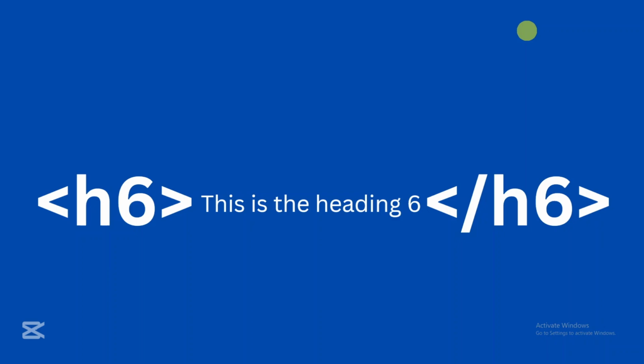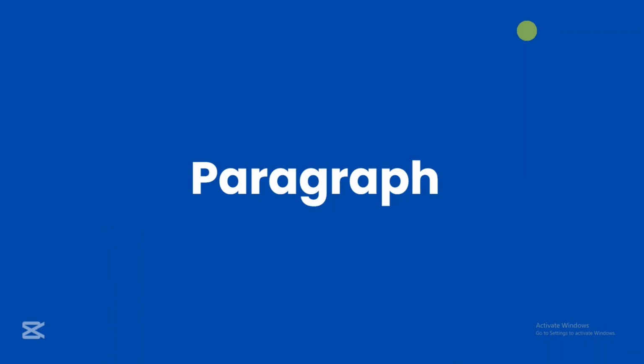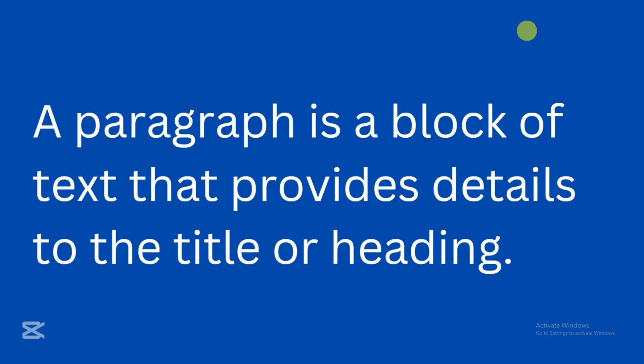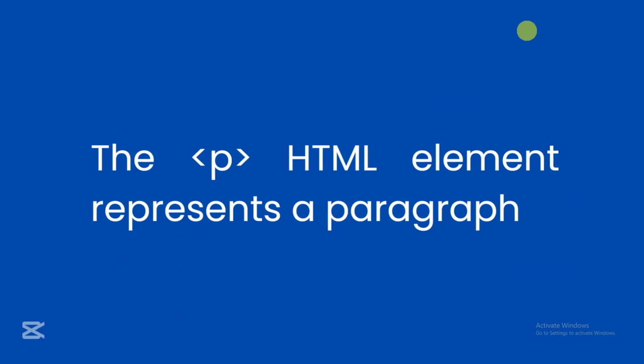What if you want to display a block of text after your title or caption? That is where the paragraph element comes in. What is a paragraph, you may ask? A paragraph is simply a block of text that provides details to your title or heading. The p HTML element would represent a paragraph.